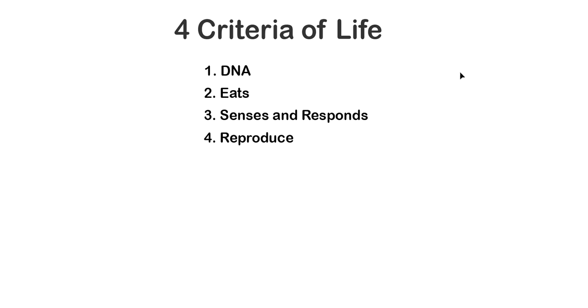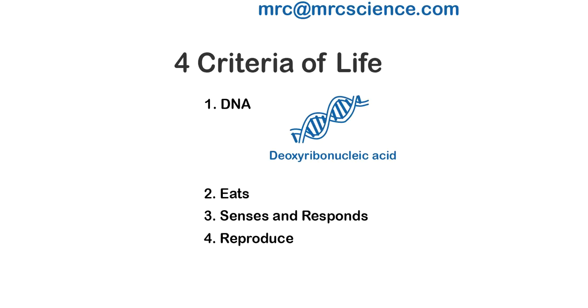The first one is DNA. DNA is also known as deoxyribonucleic acid. It's a little double helix information carrying molecule within your cells. We're going to get into DNA much more closely than you have so far, in Module 7. So, looking forward to that later. Let's move on to the second one. Eats.